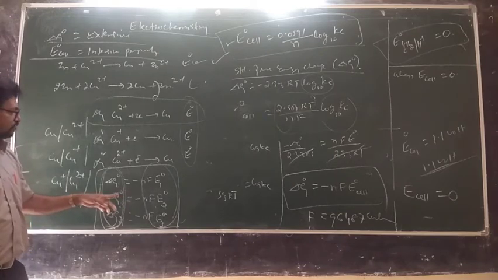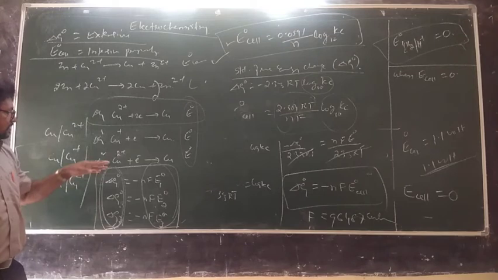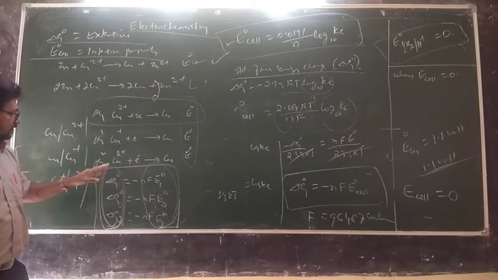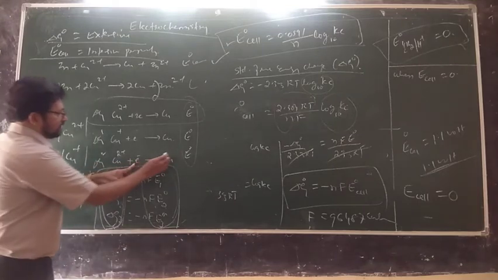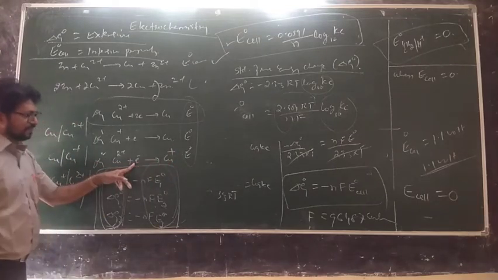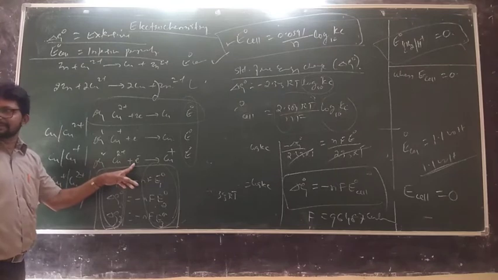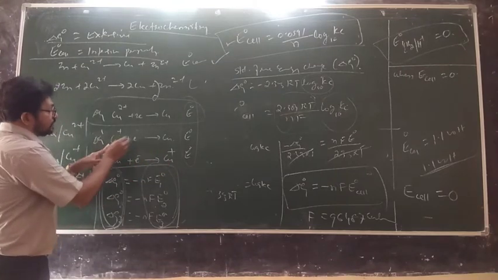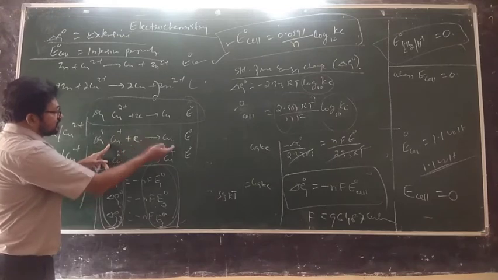Under problems I will show you. Here Cu2+ becoming Cu is in two ways. Cu2+ + 2 electrons becomes Cu. Here I have written Cu2+ plus 1 electron becomes Cu+. Cu+ plus one more electron becomes Cu.